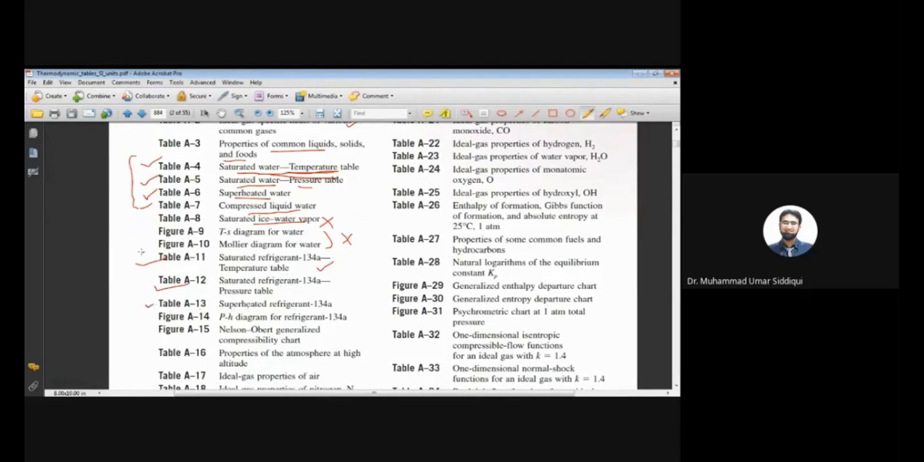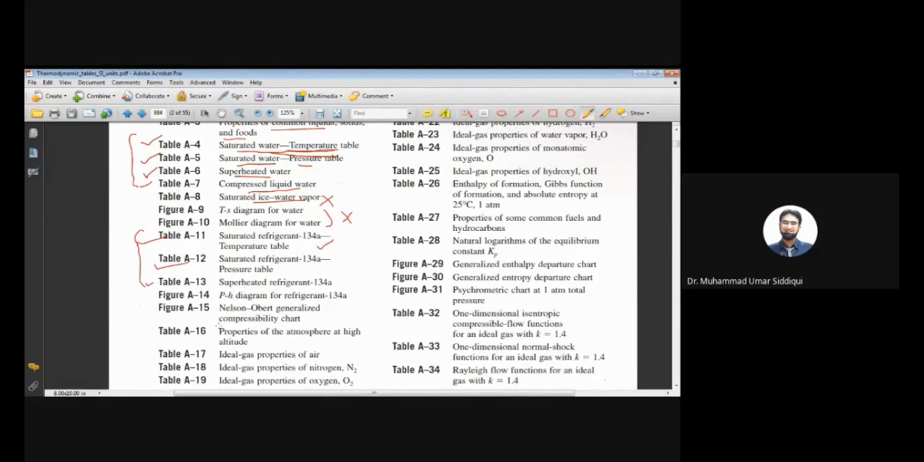So we will have these three tables which will be important for us. The pH diagram is again an alternate to the tables, but we are not going to focus on that diagram. So this is not something we are going to work on.